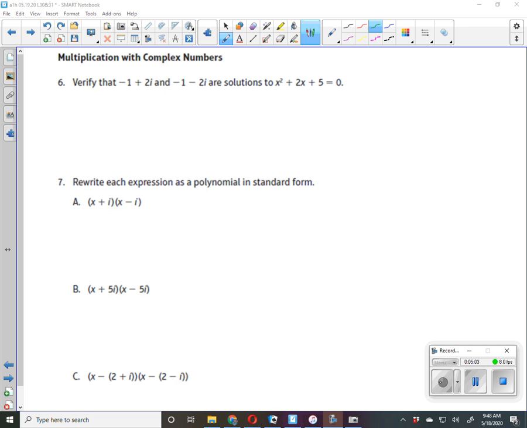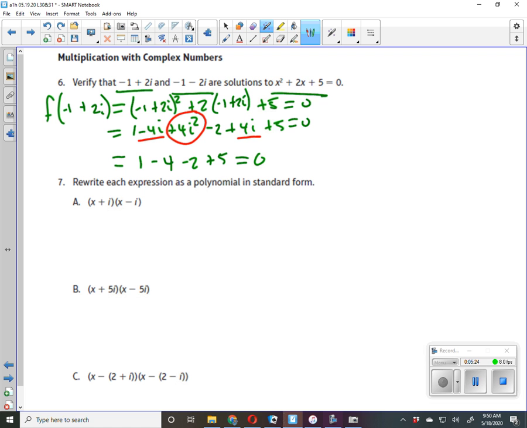I want us to verify that this and this are solutions to this. They want us to plug those in. I don't know if you really need to do all that, but I'll do that for you and show you the work.